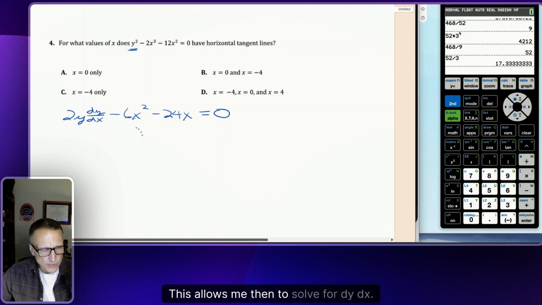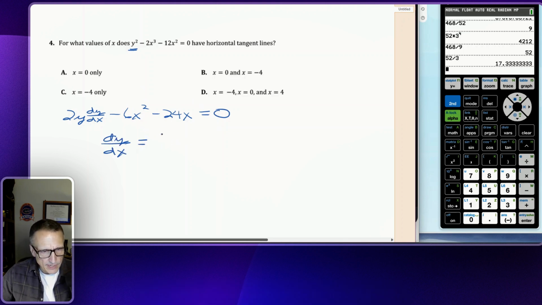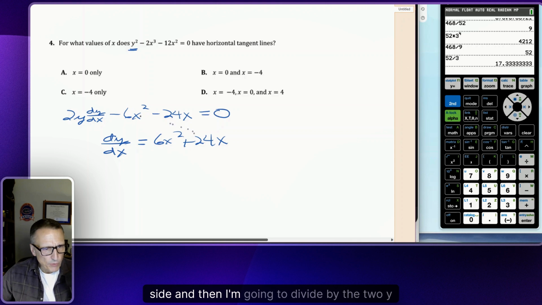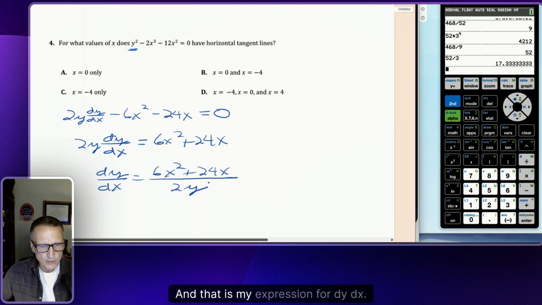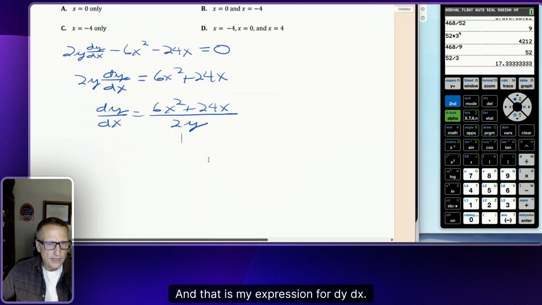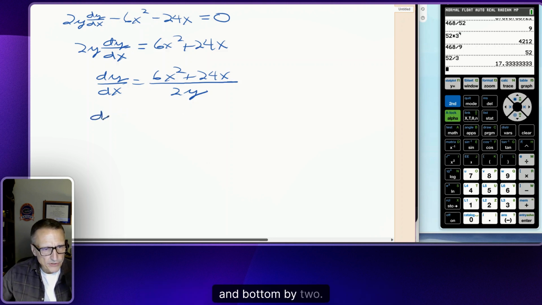This allows me then to solve for dy dx. I will move the other two terms to the right-hand side, and then I'm going to divide by the 2y that's multiplied by the dy dx. So I get this, and that is my expression for dy dx. I do notice that I could simplify by dividing top and bottom by 2, so I will go ahead and do that.